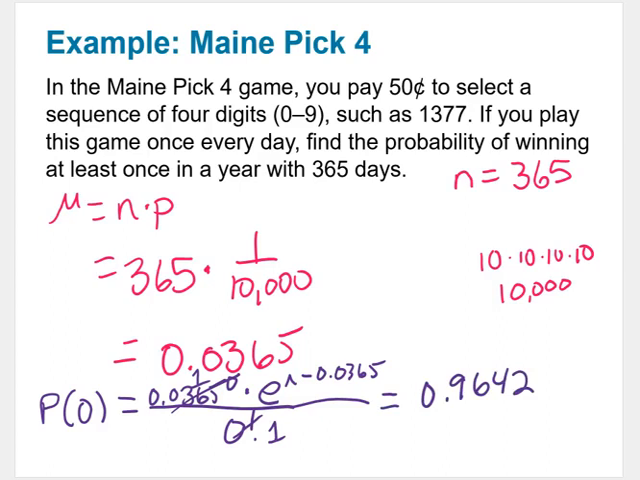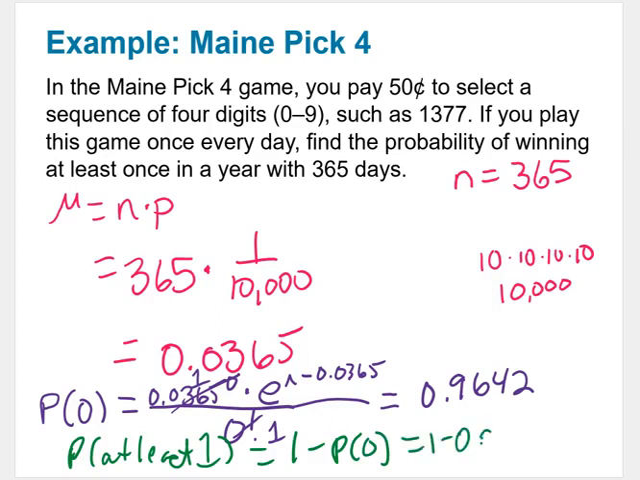So that is the probability that you don't win at all. You never win. So first of all, look at how high that probability is. So the probability that you're going to win is pretty small. So if we want to find the probability that we win at least once, and remember we had talked about this before, at least once is equal to 1 minus the probability that we don't win any. So 1 minus that number that we just found says that we have a 0.0358. So that's pretty small. So the probability that we're going to win at least once is 3.58%.